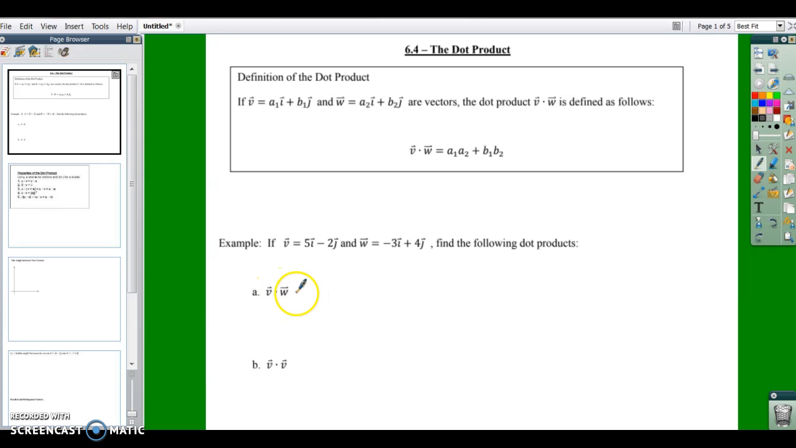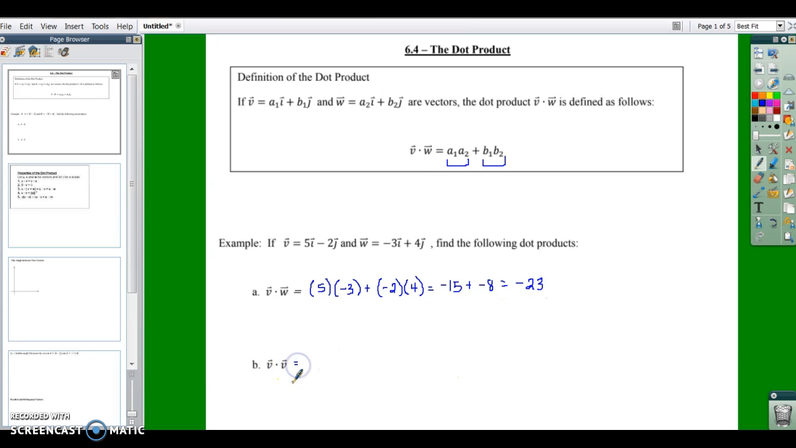If I take the dot product of v and w, I follow the formula, which says take the horizontal components of the two vectors and multiply them together, take the vertical components of the two vectors and multiply them together. So in this example, I would take 5 times -3 plus -2 times 4, and that would give me -15 and -8, which gives me -23.